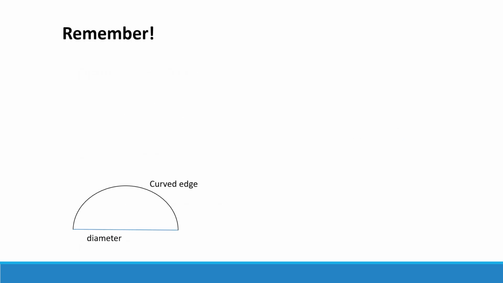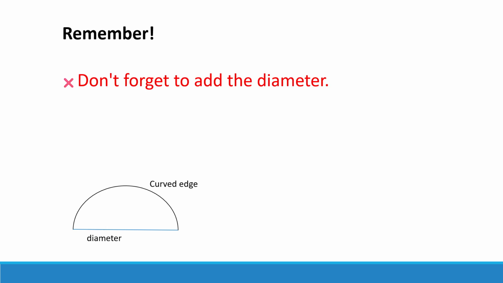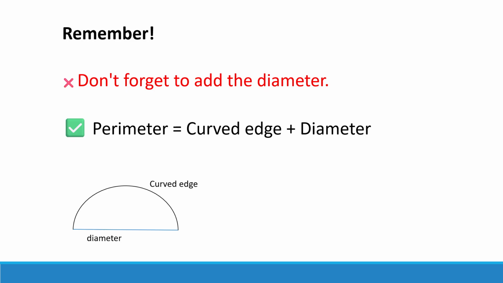Remember, the perimeter of a semicircle is not just the curved edge. Don't forget to add the diameter. The perimeter equals the curved edge plus the diameter. This is a common mistake, so always check that you have included both parts.